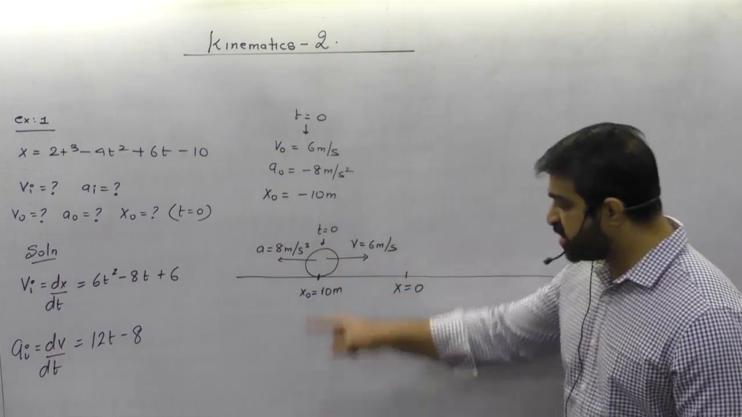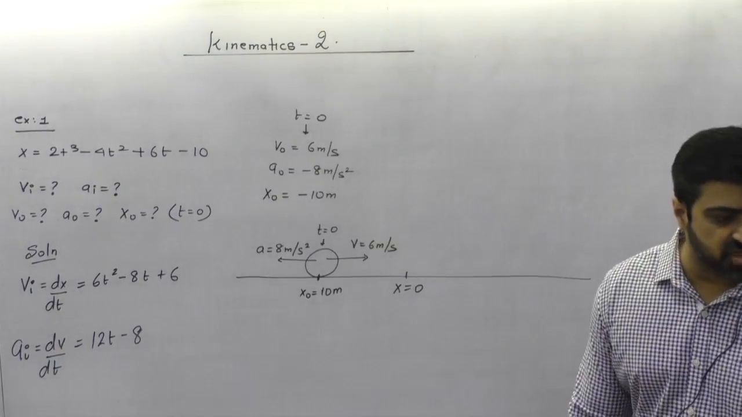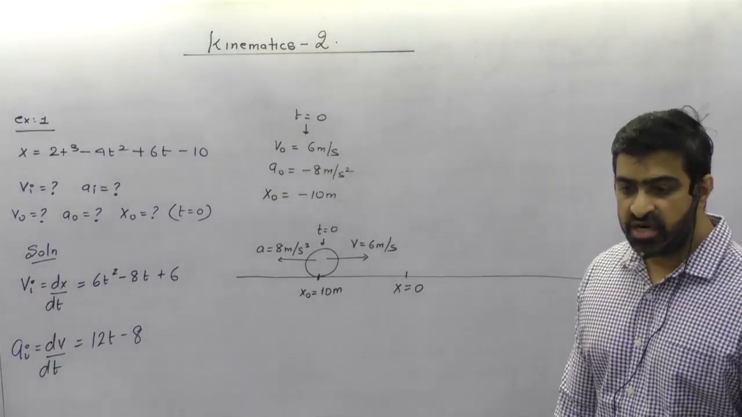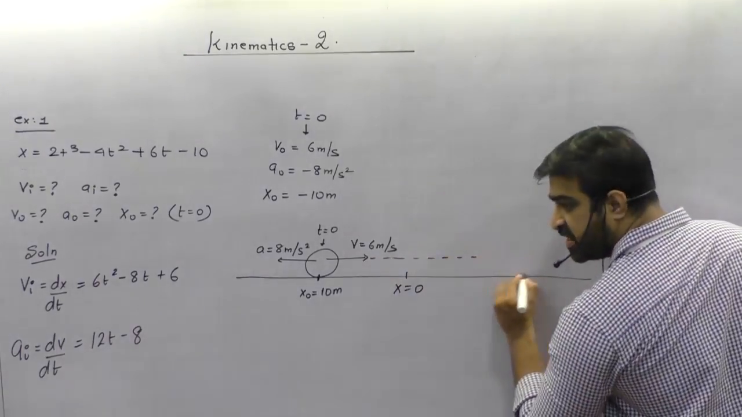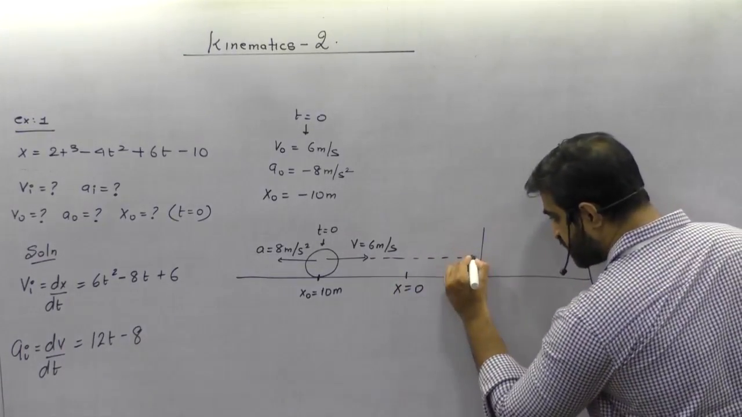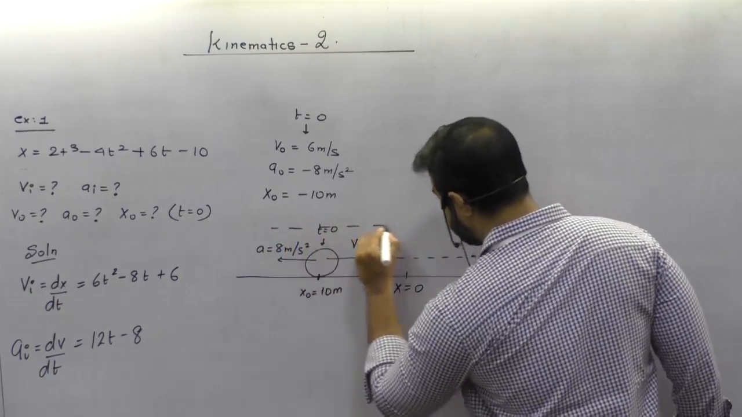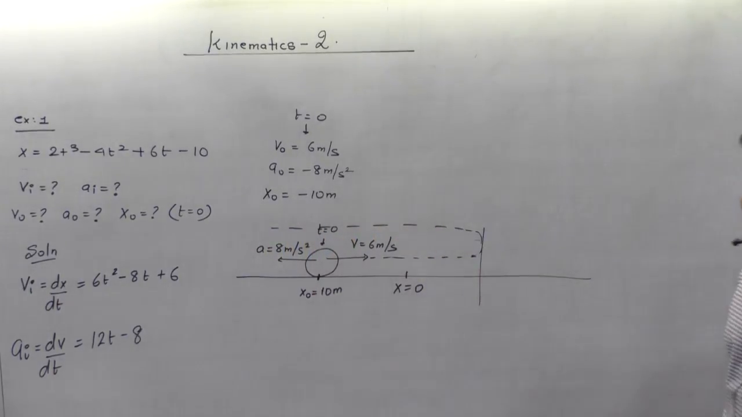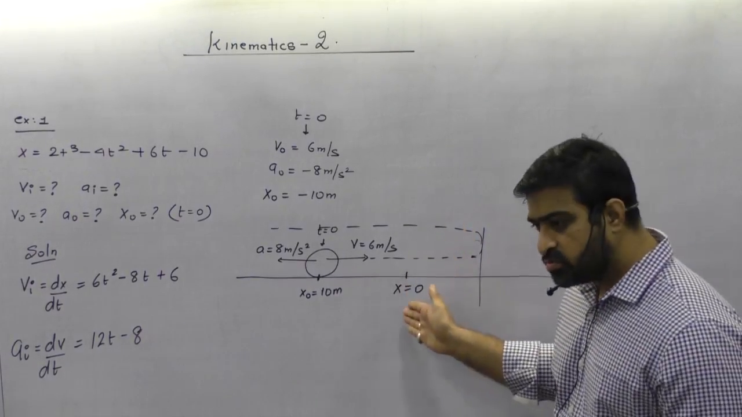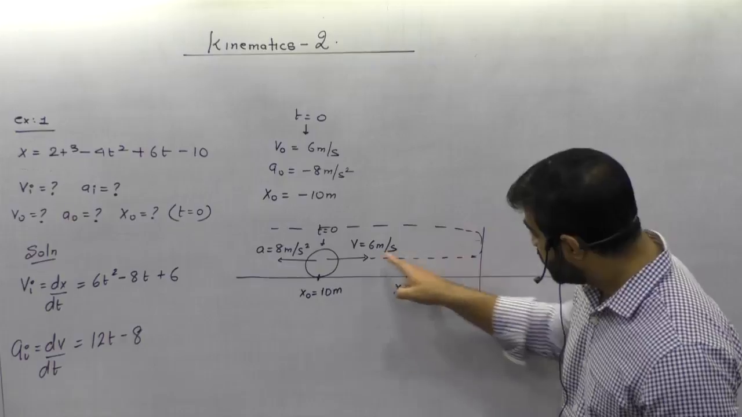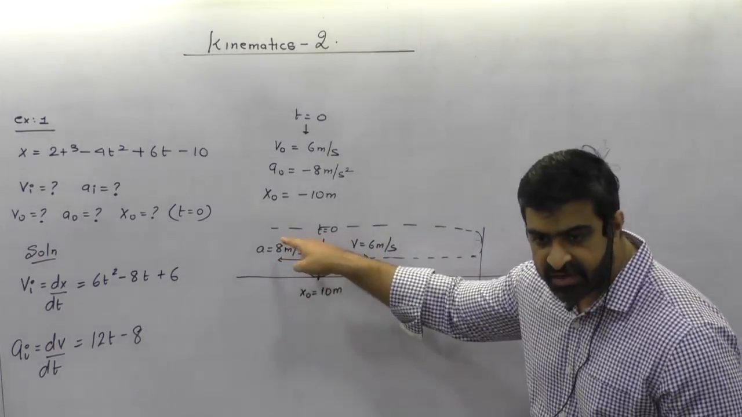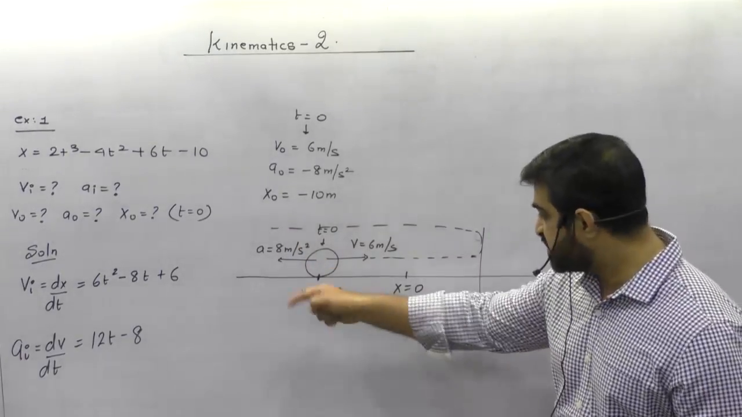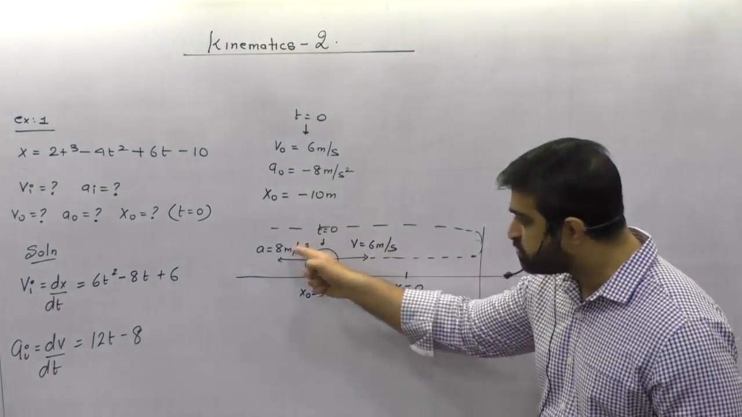Achha, can you tell me this body, what will be the trajectory of this body? How will it follow the path? It will go this way, this way, this way, stop over here and return back. Are you understanding what's happening? Maybe it may not cross the origin also, but I'm just telling you, aise jayega, kyunki dekho speed and acceleration, they are in the opposite direction. This is acting like a retardation. So every second it is going to make the speed less by 8.